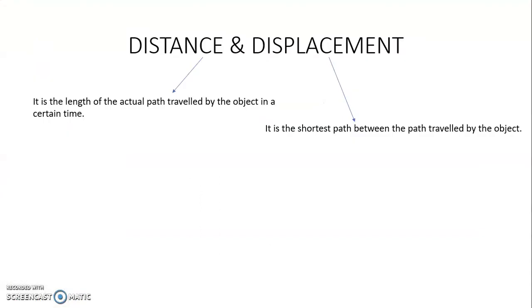Hello students. In my previous lecture, I explained to you the second chapter of your class 7 syllabus, that is motion. That was the first part of motion. Now we will move on to the next part of motion, that is distance and displacement.